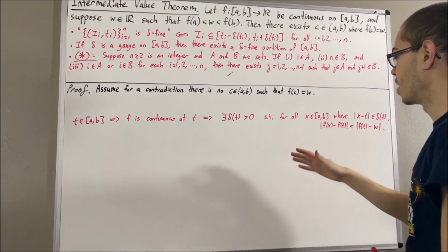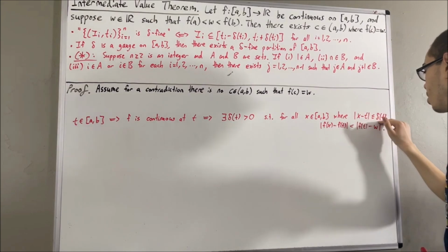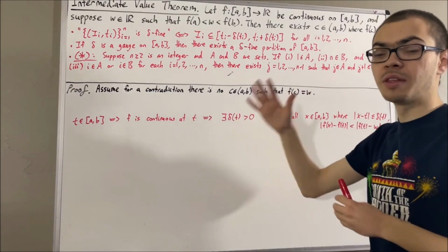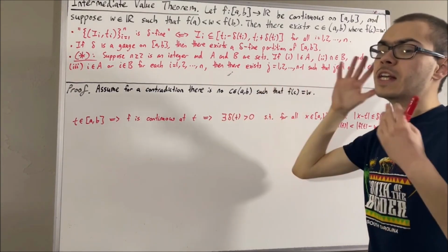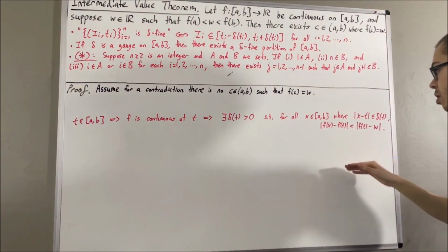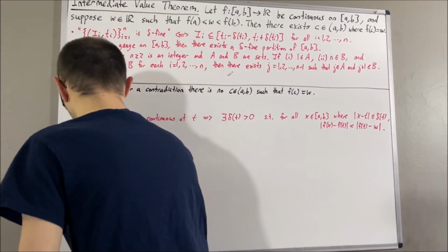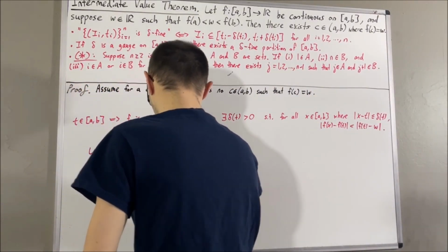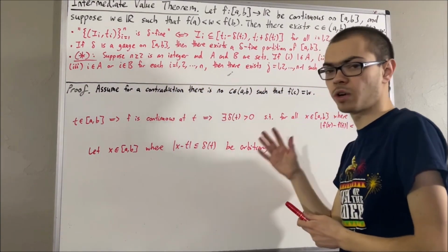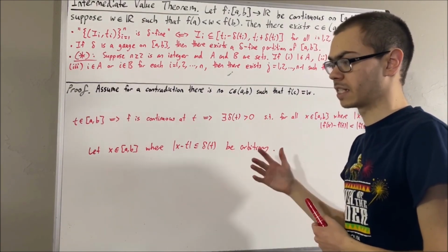Now the claim is, if we consider an arbitrary element x in [a, b], where absolute value of x minus t is less than or equal to delta of t, it follows, if f of t is greater than w, then f of x is greater than w. If f of t is less than w, then f of x is less than w. So to prove that, let's consider an arbitrary element x in [a, b], where absolute value of x minus t is less than or equal to delta of t. And from here, we want to show if f of t is greater than w, then f of x is greater than w. If f of t is less than w, then f of x is less than w.